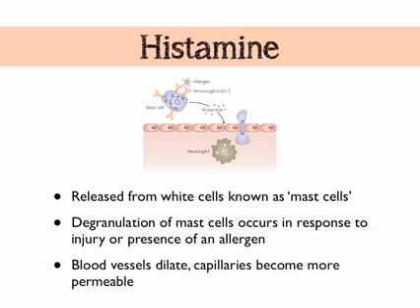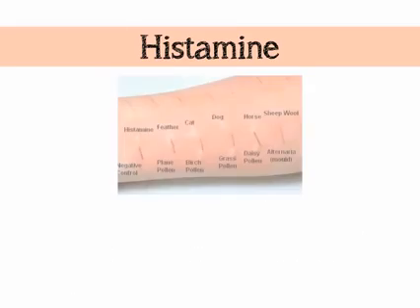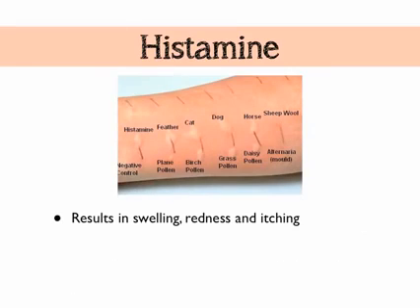And the effect on the body of histamine is that blood vessels dilate and capillaries become more permeable. Now really it's the arterioles here that I'm talking about when I say blood vessels dilate. This is a form of vasodilation. The effect that we see on the body is usually redness, swelling and itching.